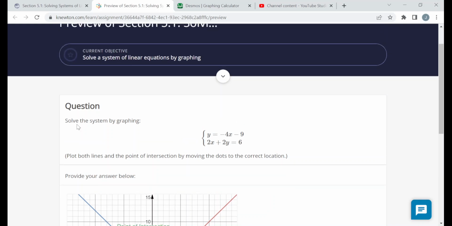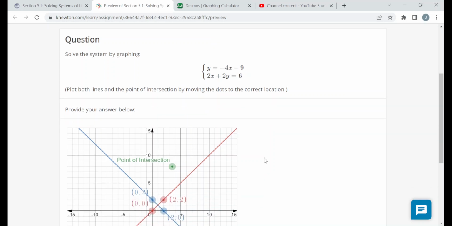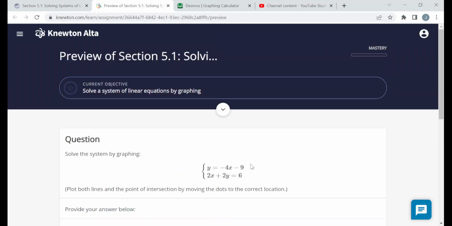Now, when they talk about solving a system, you're trying to find a point, an ordered pair, that satisfies every equation in the system at the same time. Now, if you're talking about linear equations in 2 variables, that's going to be, where do the lines intersect? What's this point of intersection?